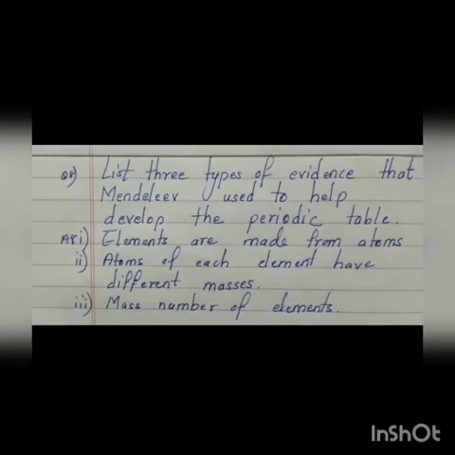Question number 8. List 3 types of evidence that Mendeleev used to help develop the periodic table. A similar question again. So these 3 evidences Mendeleev used to develop the periodic table. First one is elements are made from atoms. Second one, atoms of each element have different masses. And third one, mass number of element.